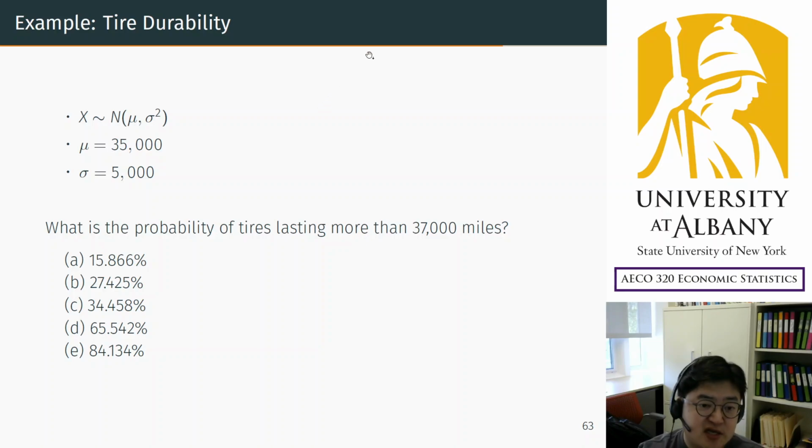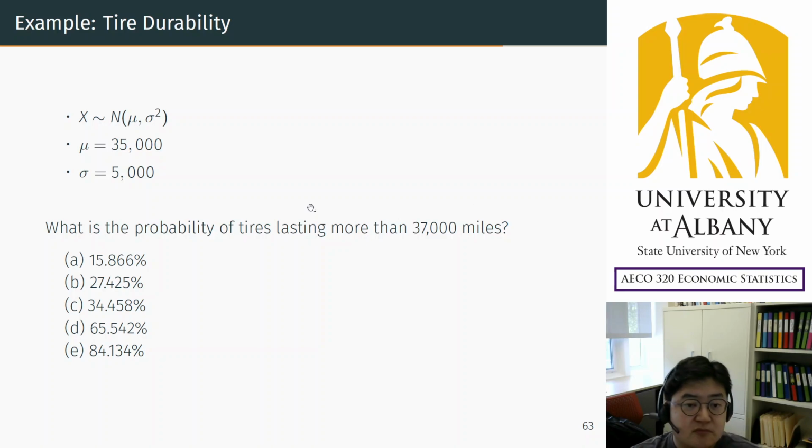Okay, then your exercise again. Try it by yourself using Excel. What is the probability that a tire lasts more than 37,000 miles? Everything is the same. If you don't know how to handle that, go to the previous slide and just follow what I did with different numbers. Try that.